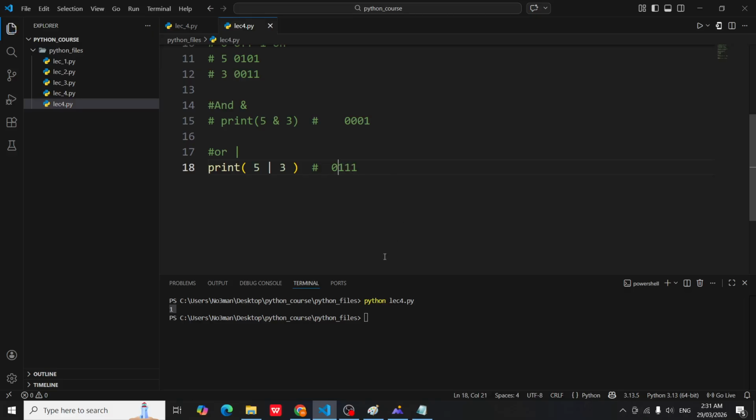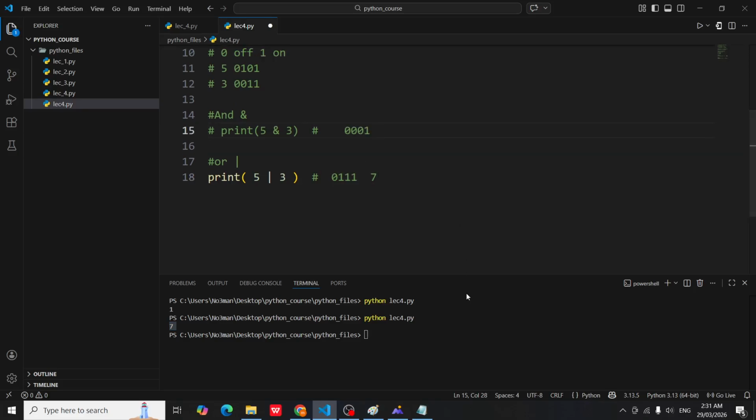Let's save the file and print. It gives us number 7. That's the binary number representing number 7, and this one representing number 1. So let's comment it and see.